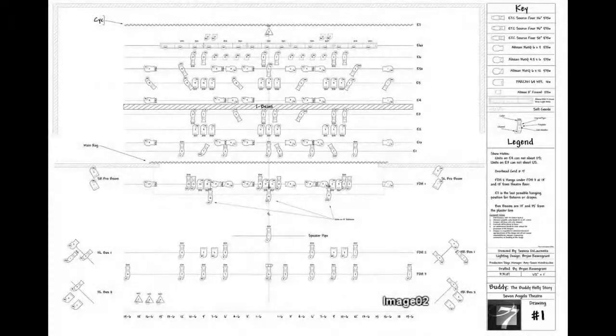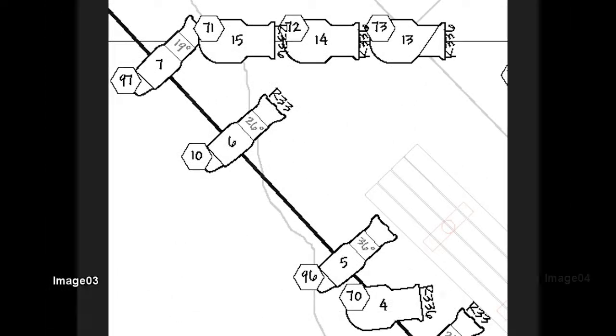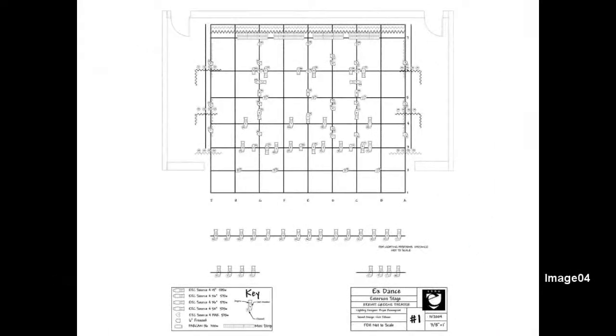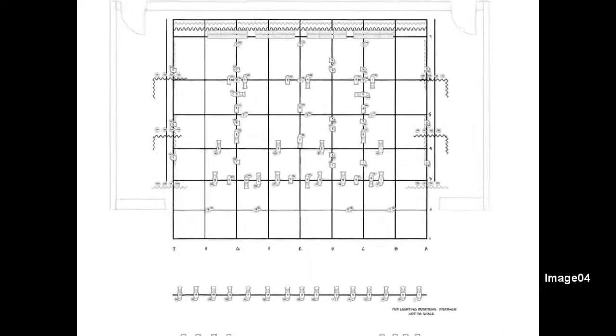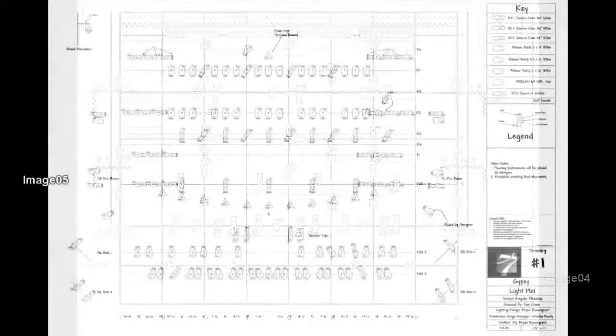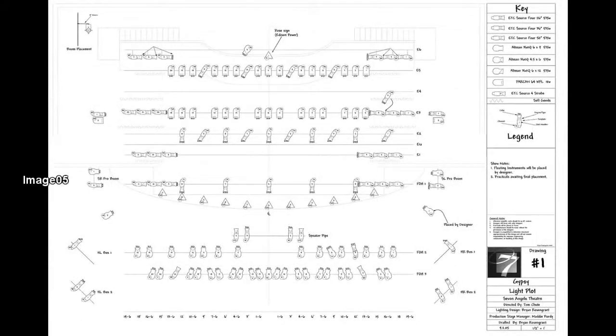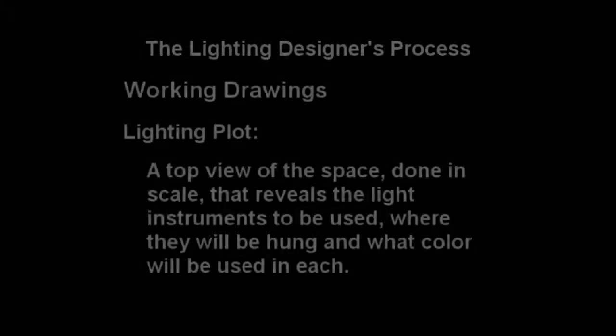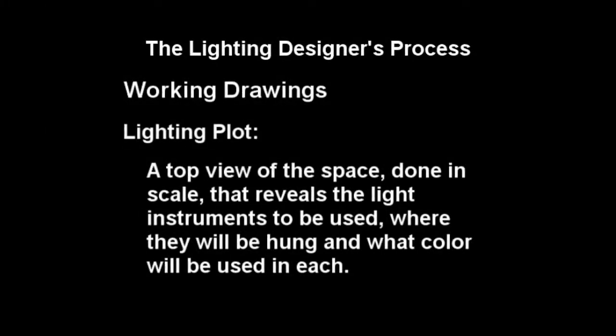The areas to which each instrument is assigned is listed on the plot with a template version of the instrument to be used. The plot also includes color medium to be used. Once again, like the set designer's floor plan, the lighting plot puts the lighting designer's artistic vision into practical application. The designer is able to determine how many instruments will be needed, where they will be hung, and at what angles they will need to be focused. The lighting plot serves as a master plan for the lighting designer.